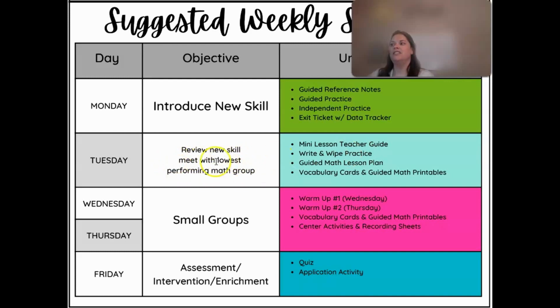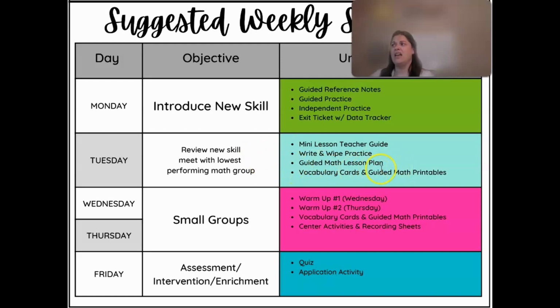And that allows the students to get a little bit more familiar with the skill. And then also on Tuesday, I suggest meeting with your lowest performing math group. You can choose to either go through the actual guided math lesson plan with them, or you can just assess them very informally to see where they're at. Maybe you want to go through some of the questions on the independent practice, or go through the exit ticket with them, or maybe you even want to work with them with the write and wipe practice. But something where you can assess their possible needs moving forward.